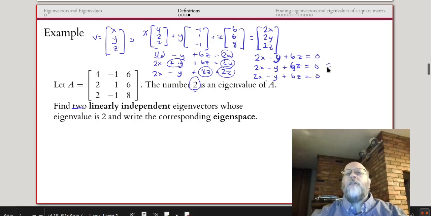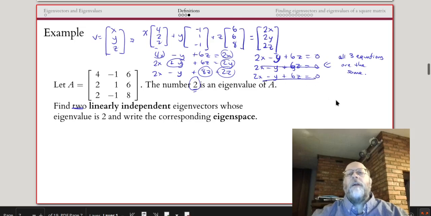All three equations are the same. That doesn't always happen, but it happened here. Which means if I were to row reduce this, these two equations would go away, and both y and z would be free variables.